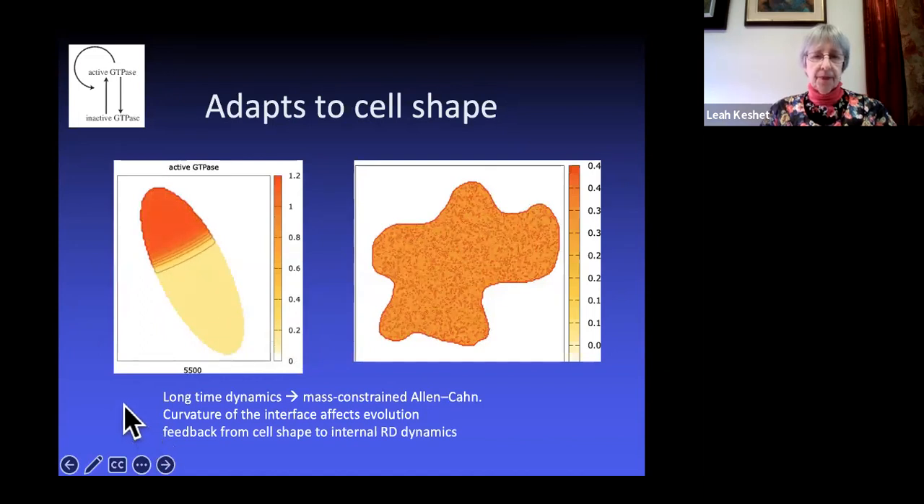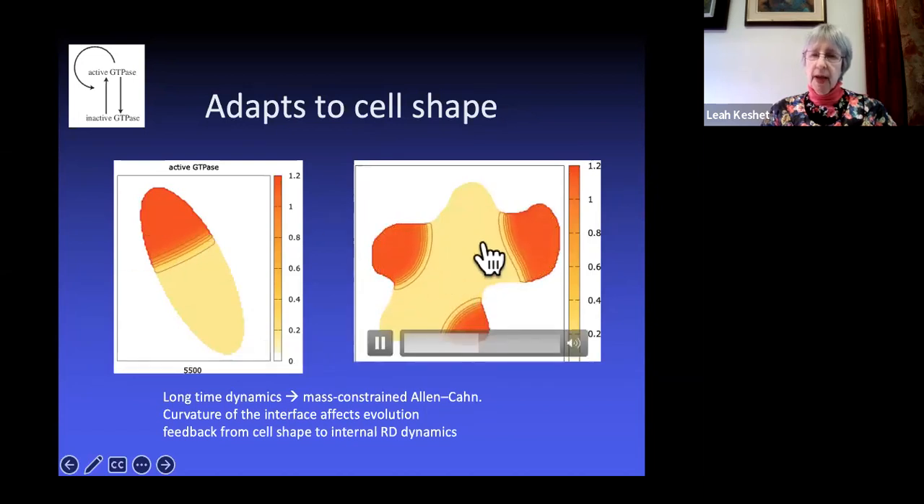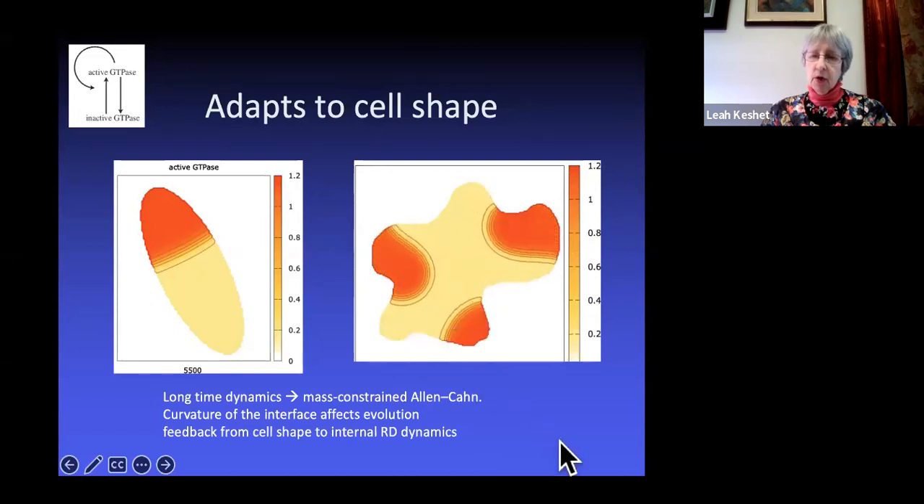So, for example, if you simulate the same PDE model on a 2-dimensional domain, then it turns out that the highly active parts of the pattern respond to the domain geometry. So here you see examples in both an oval and a somewhat irregular domain, where you can see that the pattern gets trapped by highly curved portions of the domain.